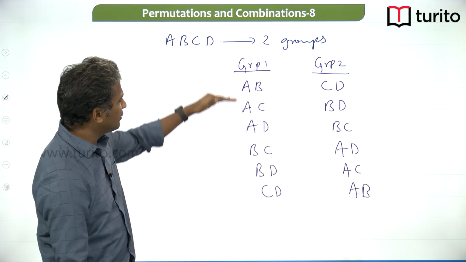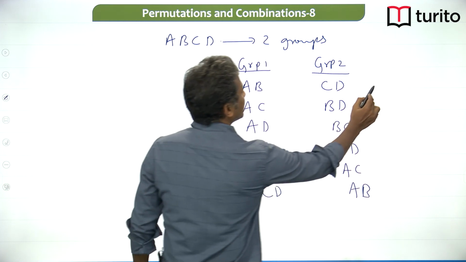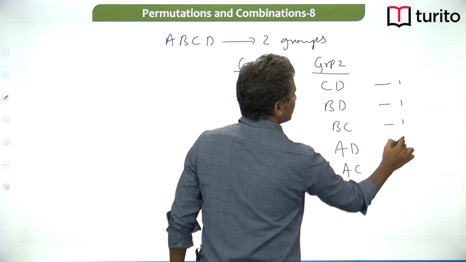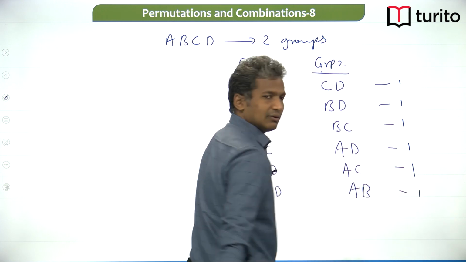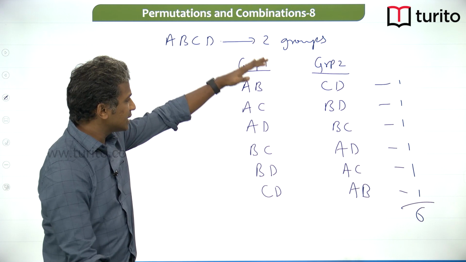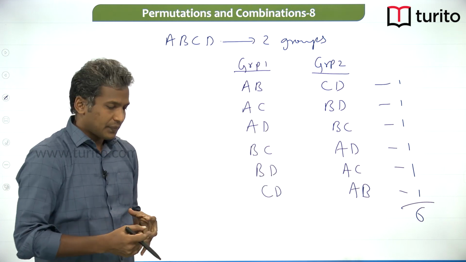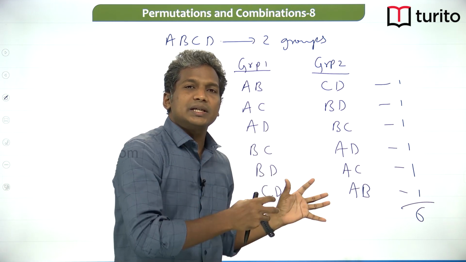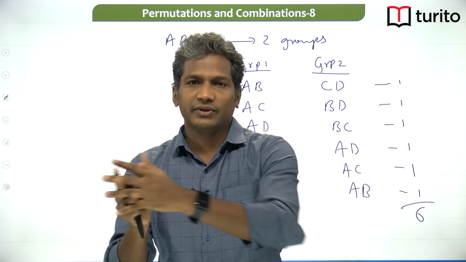Now, total how many ways are there? So, this is one way, this is one way, this is one way, one way, one way. So, total we got how many ways? Total we got 6 ways. Okay. So, this is 6 ways of grouping. Okay. Now, put this scenario on a different situation.